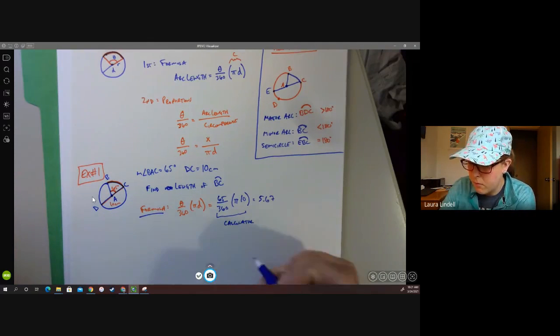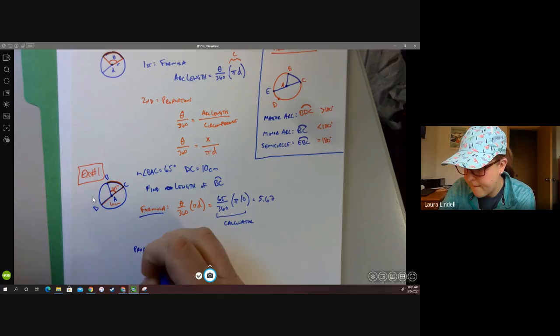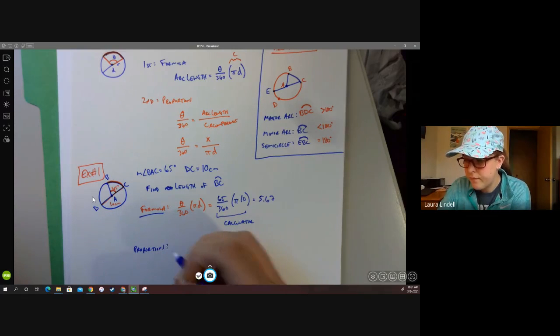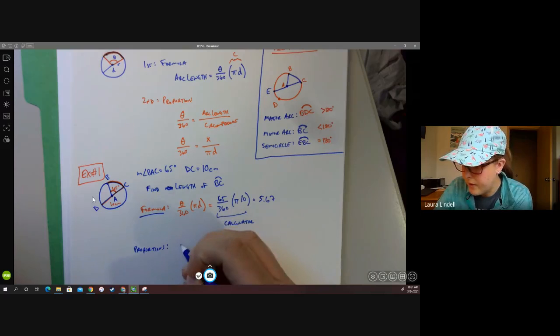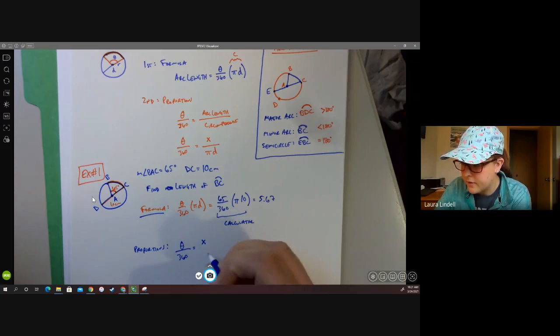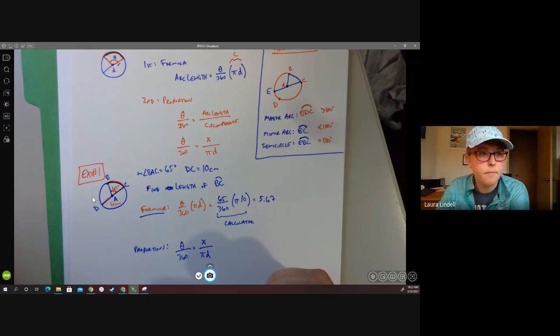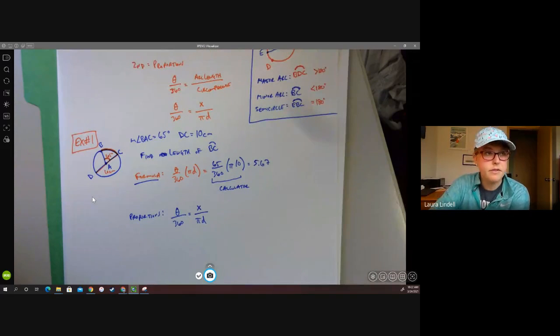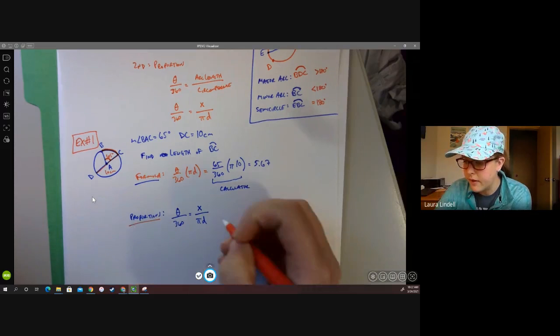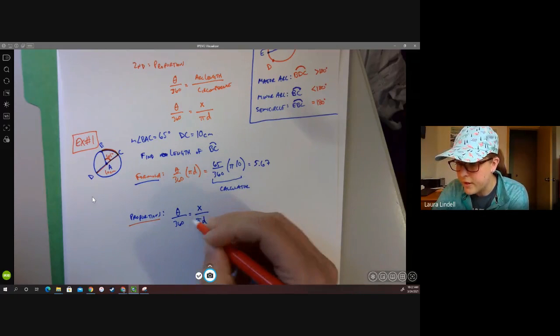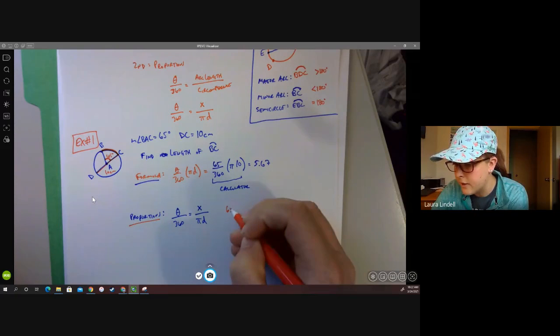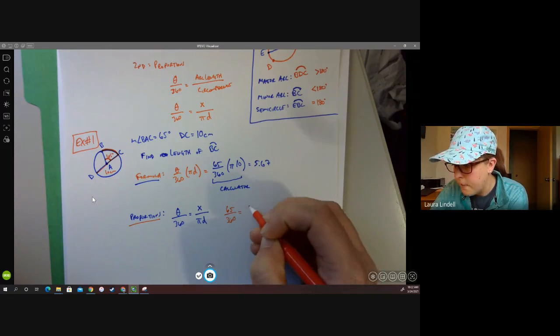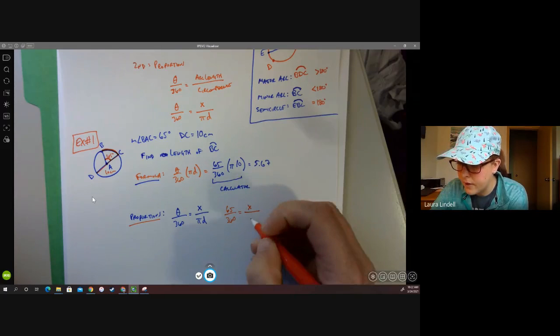Or we could do it the proportions way. So the proportion way is we have theta over 360 equals our arc length x over pi times diameter. So I would start plugging in the things that I have, just like we did in the formula way of doing things. So theta over 360 is still 65 over 360. And then we have x, because that's what we're trying to solve for here, over pi times diameter, so pi times 10.